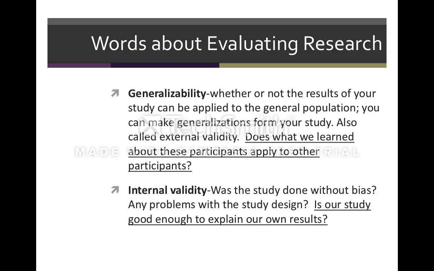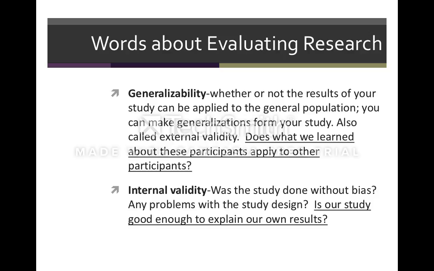So two important terms related to bias are generalizability, which is also called external validity, and internal validity. So generalizability looks at whether or not the results of your study can be applied to a larger group outside of the people who are actually included in your study. So in other words, can you generalize out to the larger group from what you learned in your study?